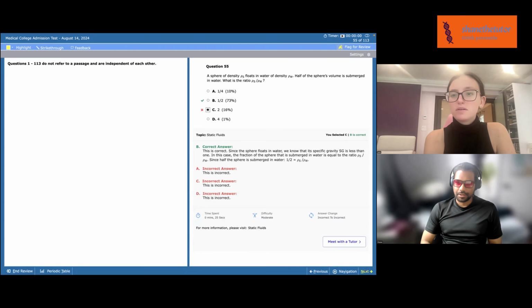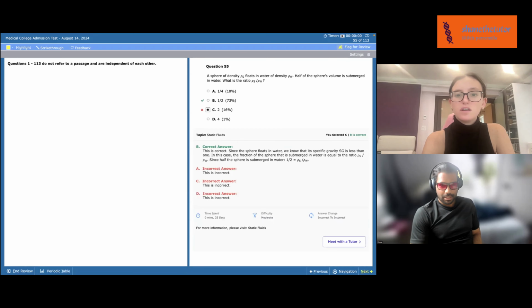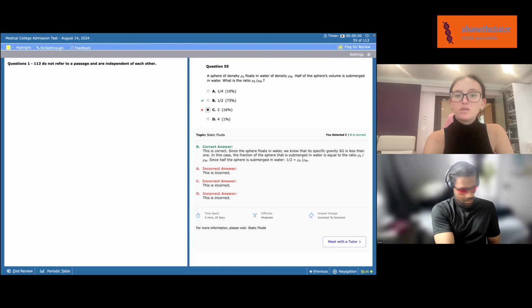Is it just half because it's half of the sphere? Is the ρ_S to ρ_W ratio normally 1?